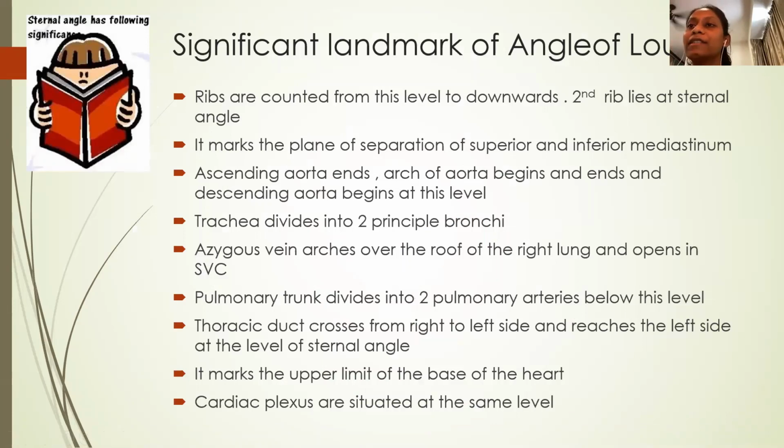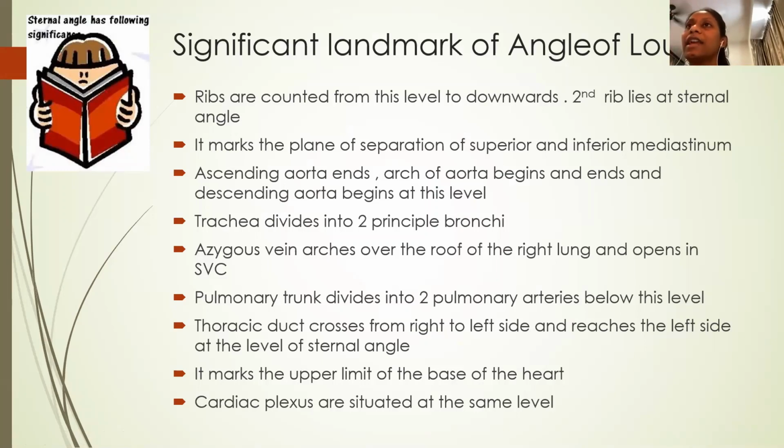So why is this angle of Louis so important? Because the ribs are counted from this level. At this level, it is known as the second rib. So when you want to count the ribs, you can start from this level. It also marks the plane of separation between the superior and inferior mediastinum. Above this landmark is the superior mediastinum, and below this landmark is the inferior mediastinum.